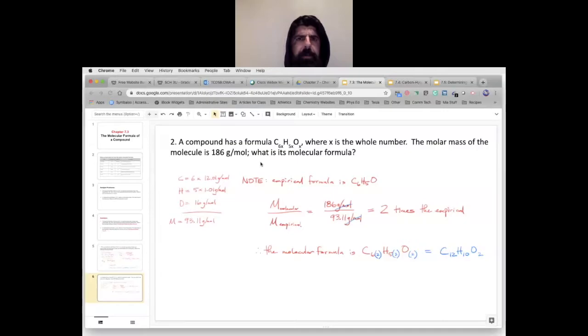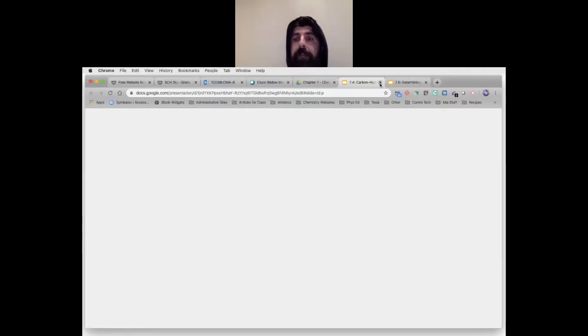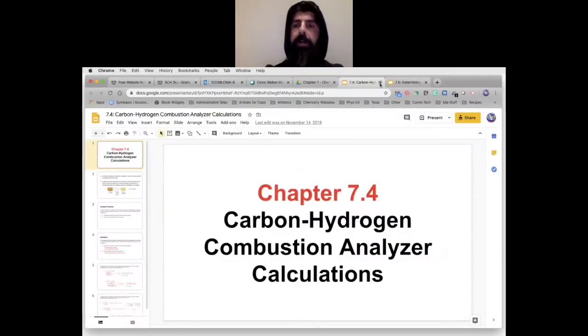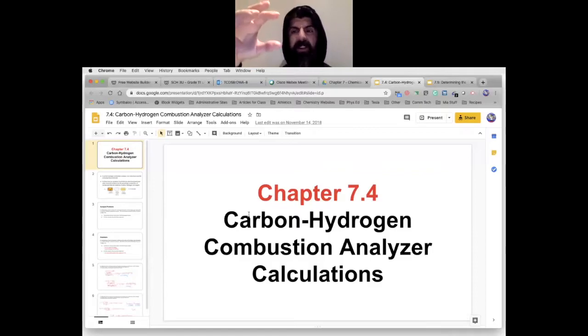So let's move on to 7.4. Okay, 7.4 can get a little bit tricky, but it's still carrying over the stuff that we have just done. Okay, so 7.4, carbon hydrogen combustion analyzer calculation. Every type of these questions all work the exact same way. So if you see the pattern in all these, you'll understand how they all work. So let's figure out what this is.